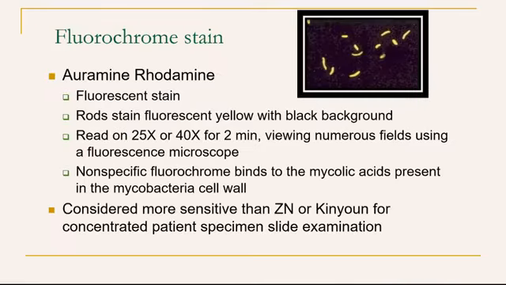Fluorochrome staining. This came in about 2.5, 3 decades ago, and the primary one used is auramine rhodamine. And of course, this is a fluorescent stain. The AFB rods will stain fluorescent yellow with a black background. You can read these slides at 25x or 40x for a total of around 2 minutes. You view numerous fields during that time using a fluorescence microscope.